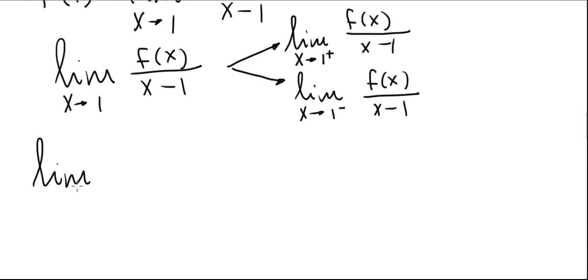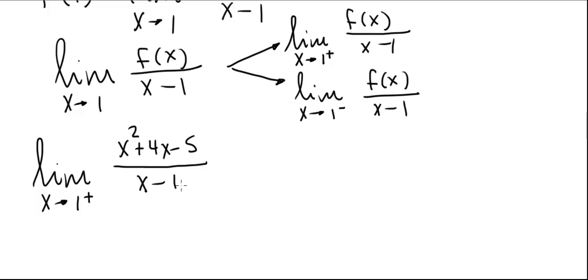So we want to compute the limit as x approaches 1 from the right of f of x divided by x minus 1. For values of x bigger than 1, f of x is x squared plus 4x minus 5, divided by x minus 1.